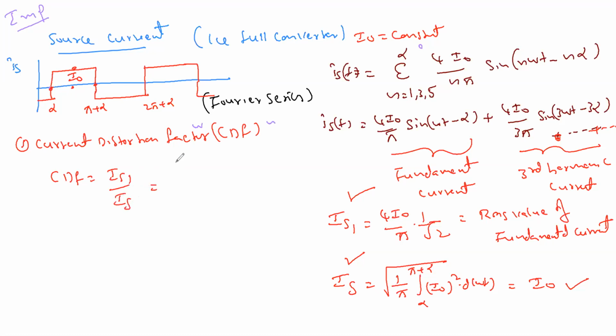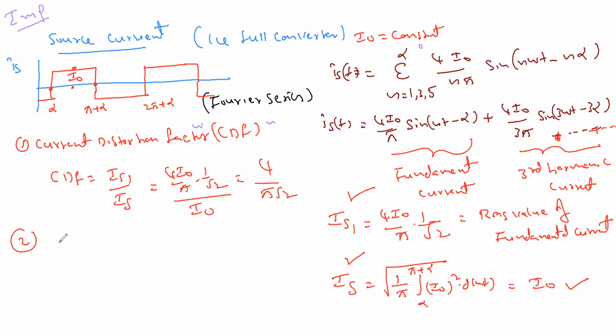Very important one expression because GATE में पूछा है. IS1 का value कितना है? What is this IS1? IS1 is this, and IS is this: 4 I naught by pi, 1 by root 2, upon IS is I naught. So this one is 4 by pi root 2.